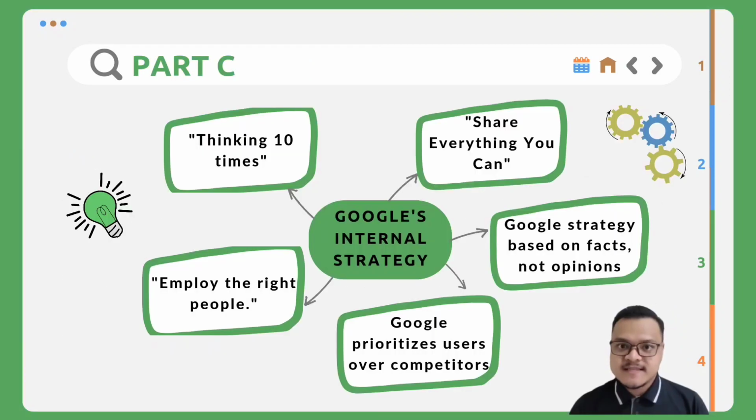I will continue this presentation with Part C, which is the internet strategy used by Google. Google is an internet-related technological corporation. They organize the world's knowledge and make it accessible and useful to everyone for the global market.